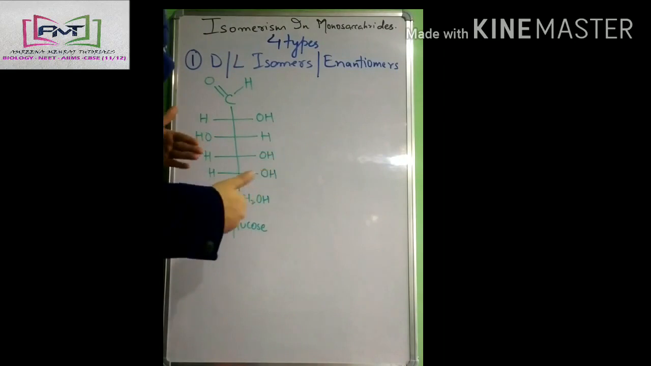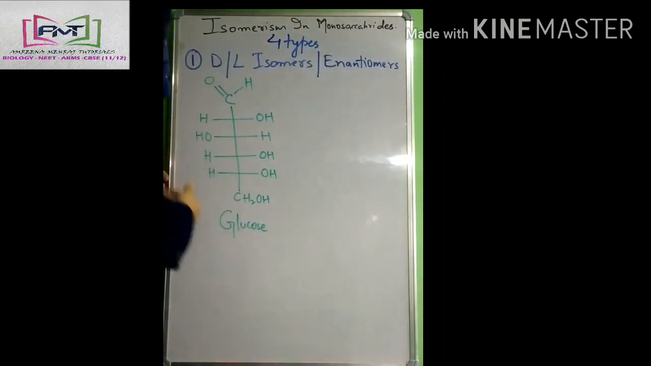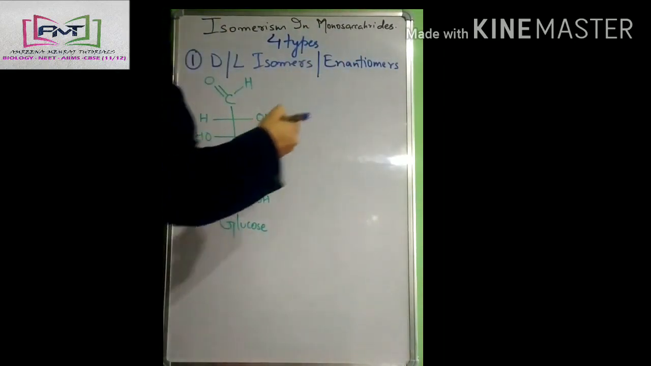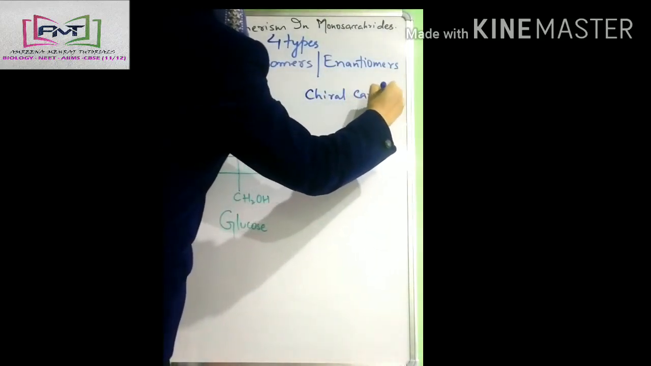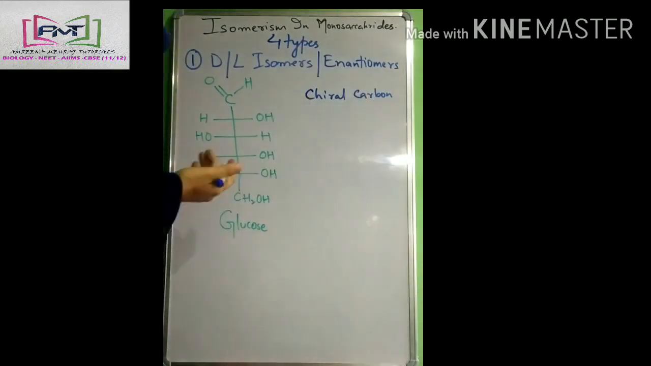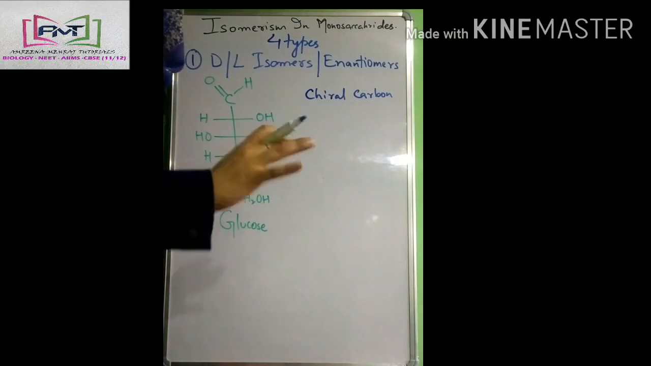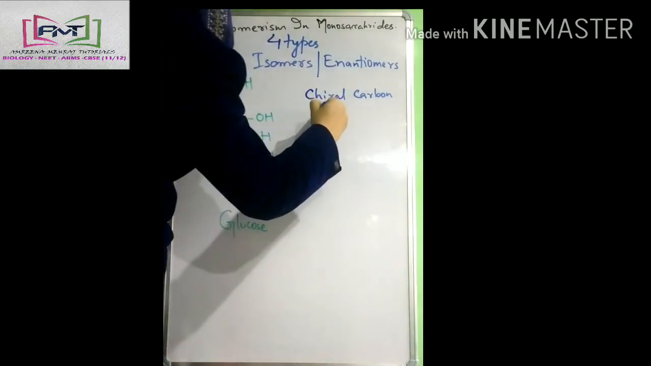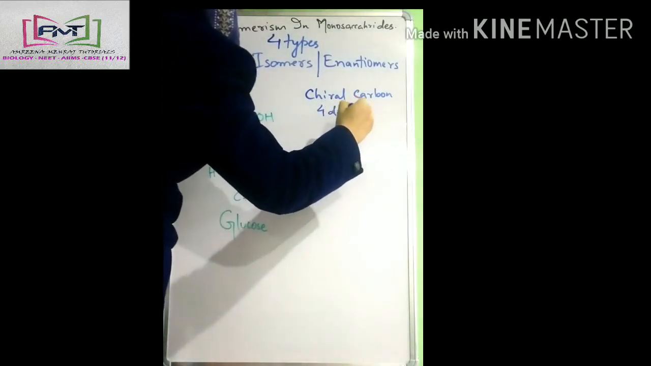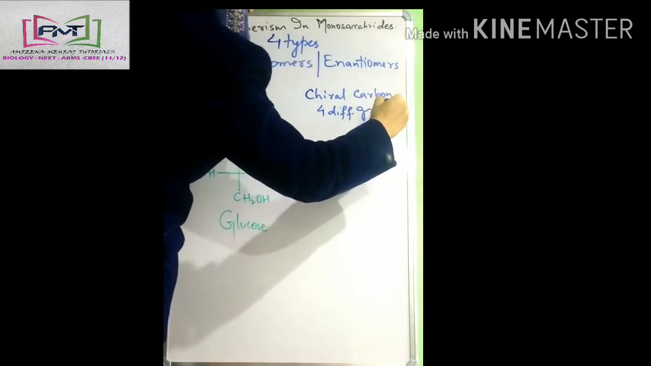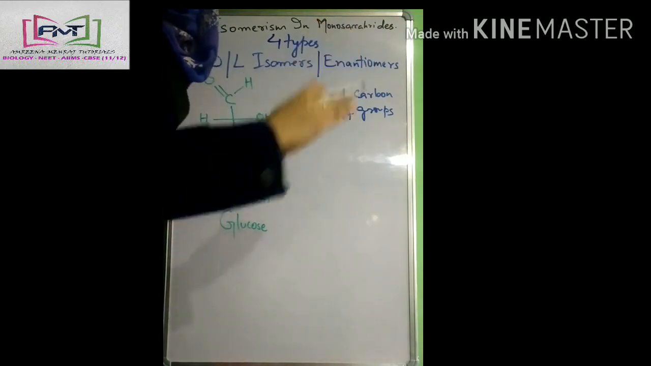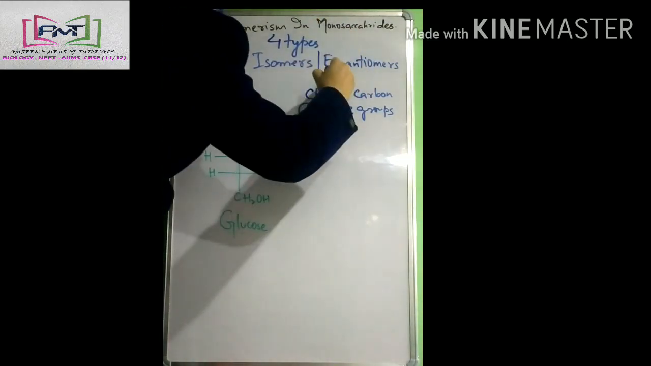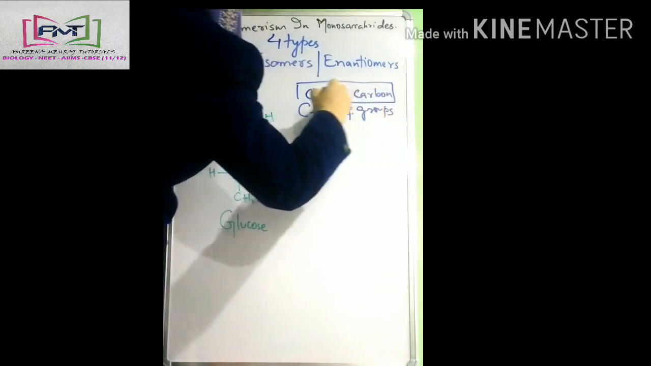For that matter, to understand what enantiomerism is, you have to first of all get this idea about chiral carbon. I hope many of you might be knowing, but those who have confusion, let me make it very simple. A carbon atom which is attached to 4 different groups, okay? If you take a carbon atom and this carbon atom is attached to 4 different groups, then you call that carbon chiral carbon.